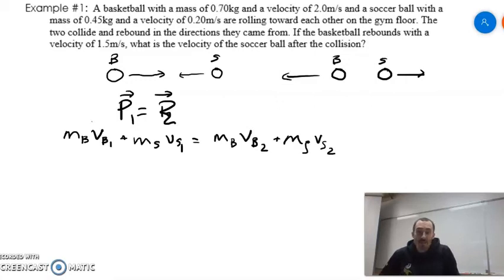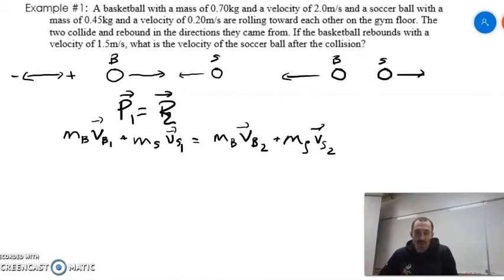Okay, all of these things are vectors, and so although I haven't put the directions in front of the momentum terms, I'm going to put the directions in the velocity. Okay, so let's say that this direction is positive, this direction is negative. Okay, so according to our diagram over here, the basketball's initial velocity is positive and its final velocity is negative.